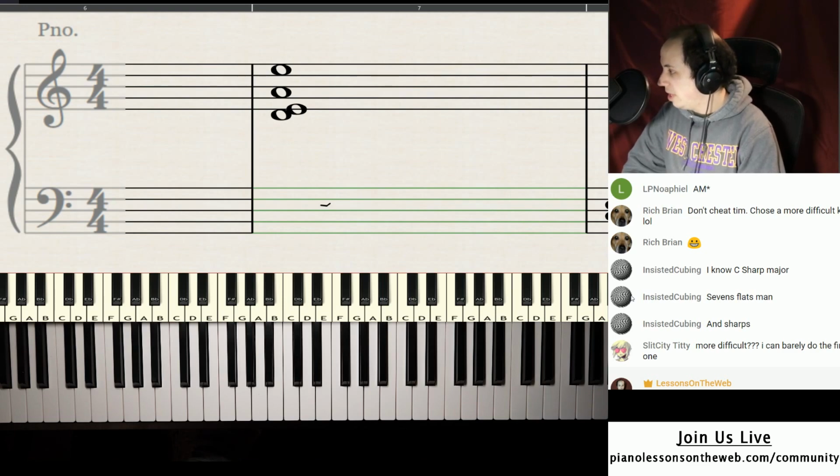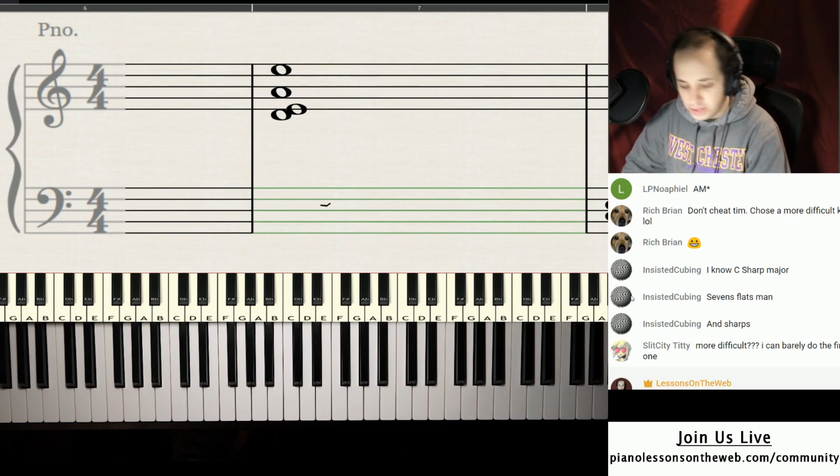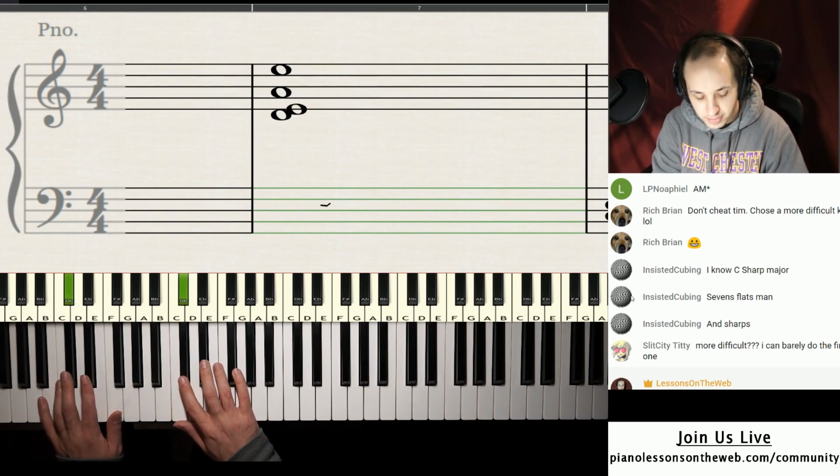I know C sharp major, 7 flats, man, and sharps. Yep, so C sharp major, 7 sharps, C flat major, 7 flats. Don't cheat, Tim. Choose a more difficult key. All right, C sharp.